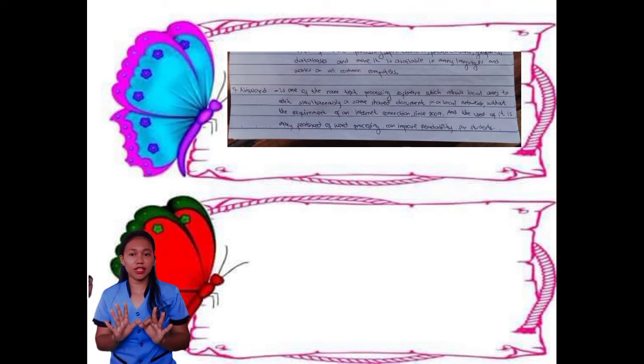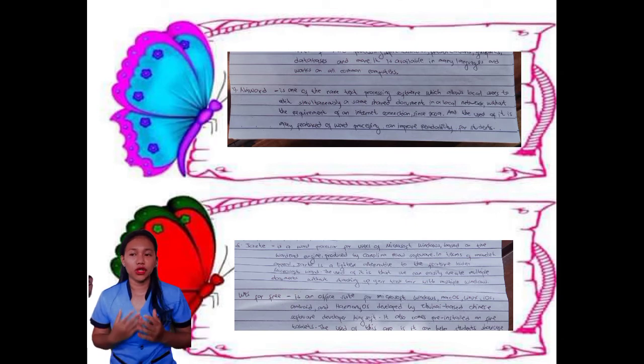Number 8 application is Jarte. Jarte is a word processor for users of Microsoft Windows, based on the WordPad engine produced by Carolina Road Software. In terms of market appeal, Jarte is a lighter alternative to the feature-laden Microsoft Word. The use of it is that we can easily create multiple documents without stacking up our taskbar with multiple windows.